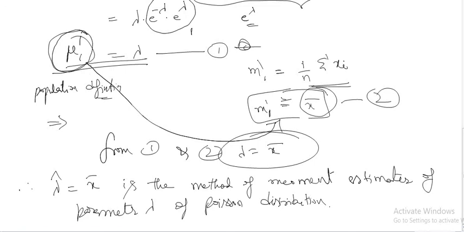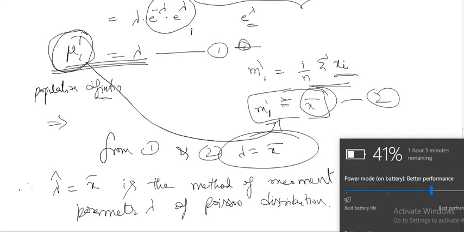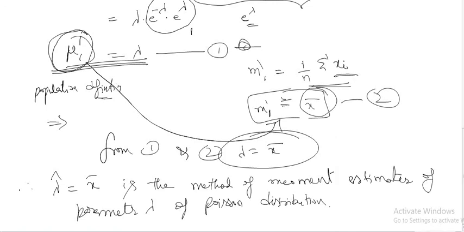So this is the population definition, population mean. If we have a sample, then what is the mean? This one. Now from 1 and 2 you replace this. This is called finding a parameter through method of moments. Next, write one more question, then you will get it. Right? One more.